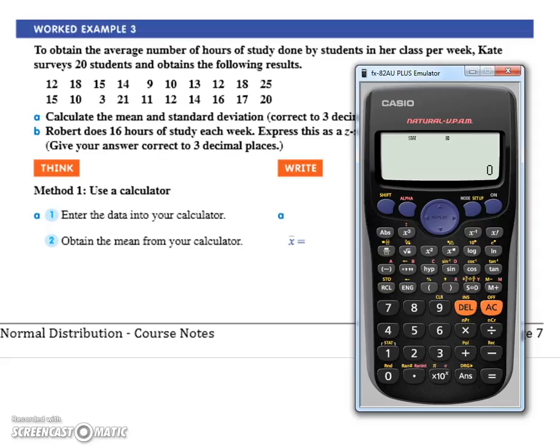Okay, so first thing you've got to do is enter this data. You're going to need your calculator. Seriously, you should never turn up without a calculator.